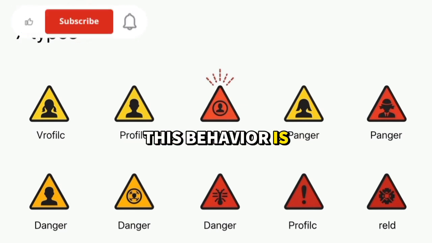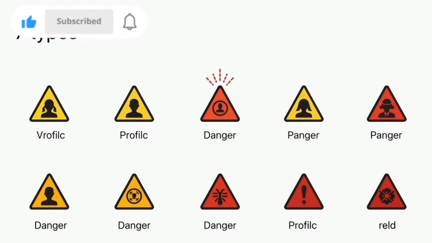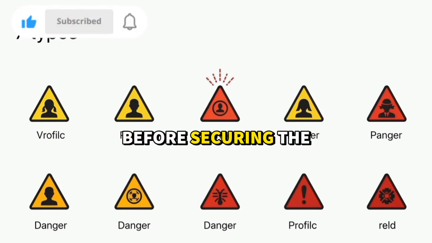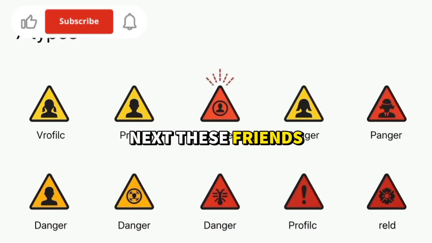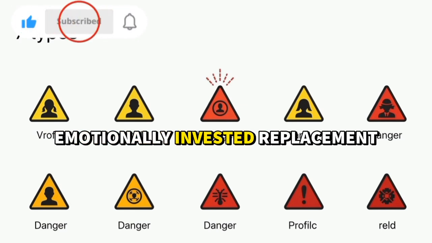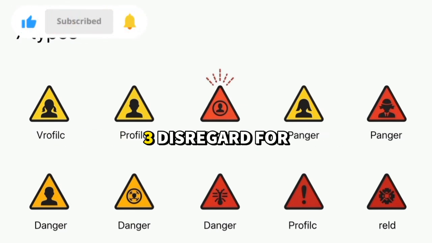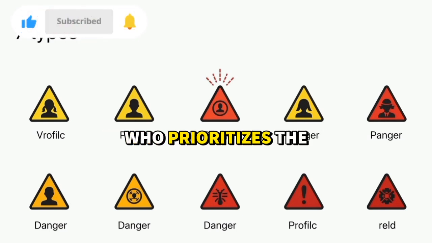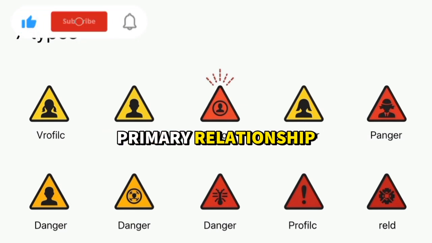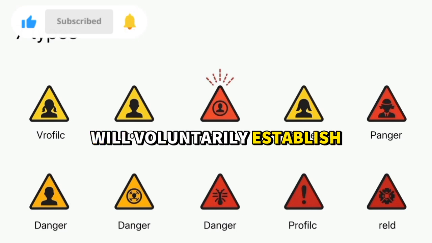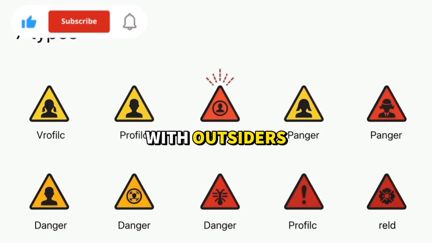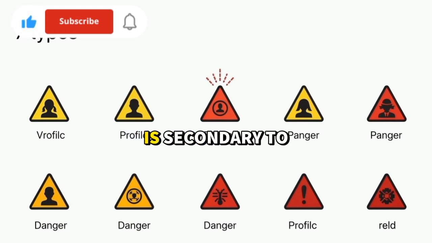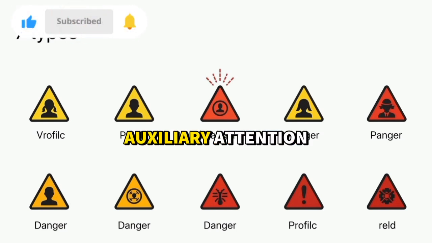This behavior is a risk mitigation strategy. She ensures she never releases one relational branch before securing the next. These friends are pre-vetted, emotionally invested replacement candidates. 3. Disregard for partnership boundaries. A partner who prioritizes the health of the primary relationship will voluntarily establish clear boundaries with outsiders. Her insistence on maintaining these orbits shows that your comfort is secondary to her need for auxiliary attention.